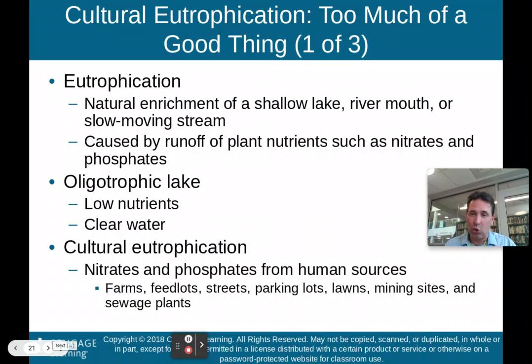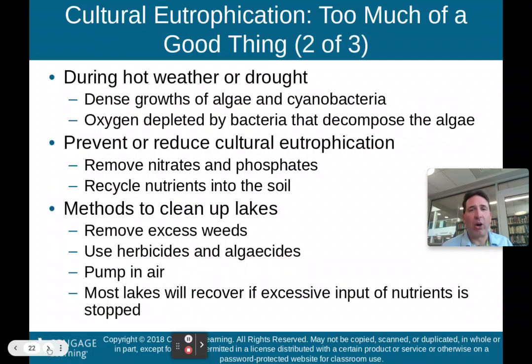That bacteria then consumes all of the oxygen, and then you end up getting a lake or a reservoir that has a depletion of oxygen. Fish can't live, and you end up getting a dead zone. During hot weather or drought, you get that dense growth of algae and cyanobacteria, oxygen depleted then by the bacteria that decompose the algae, and that then produces your dead zone.